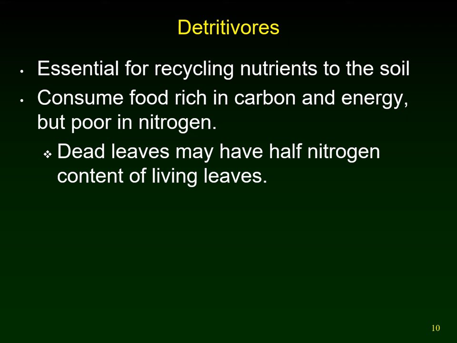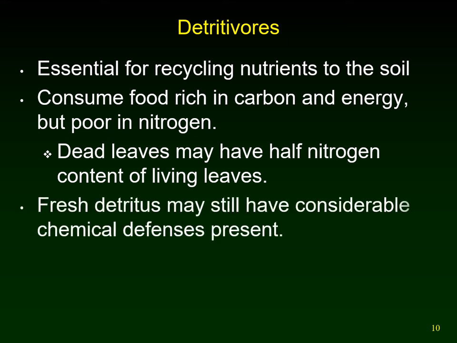If we look at dead leaves, they might have about half the nitrogen content of living leaves. And the longer the leaf has been lying on the ground, the more nitrogen has leached out of it. So fresh detritus can have more nutrients than stuff that's been sitting around. The problem with the fresh detritus is it still has all those other chemical defenses in it. So it's maybe a little harder to break down right away because the detritivores are up against these toxins.